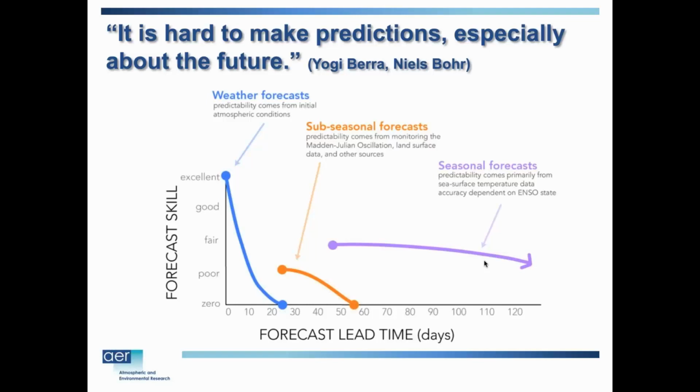Okay, so I really like this quote. It's hard to make predictions, especially about the future, and it's been attributed to two very different people, Yogi Berra and Niels Bohr. I'm not sure which one, but I do really like the quote. So when making weather forecasts, we have different time horizons. We have the short range. There, the skill is quite good.